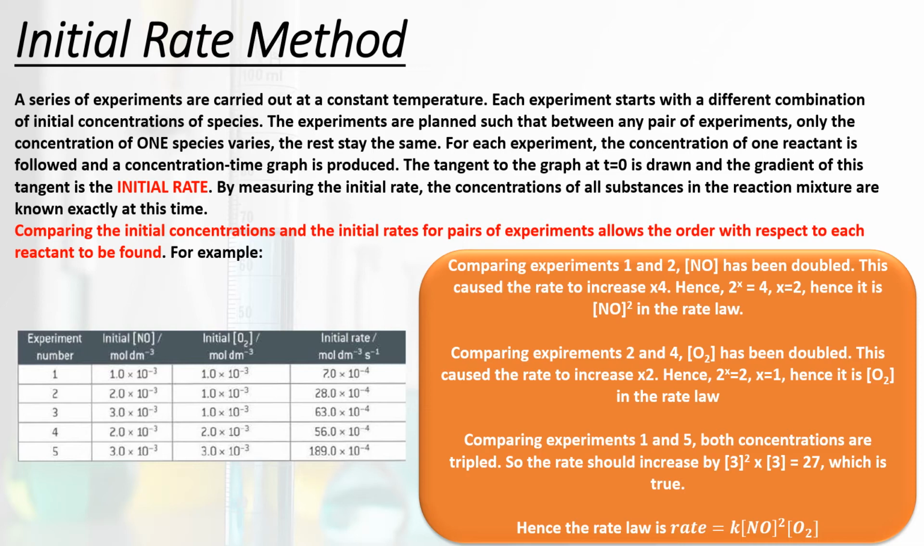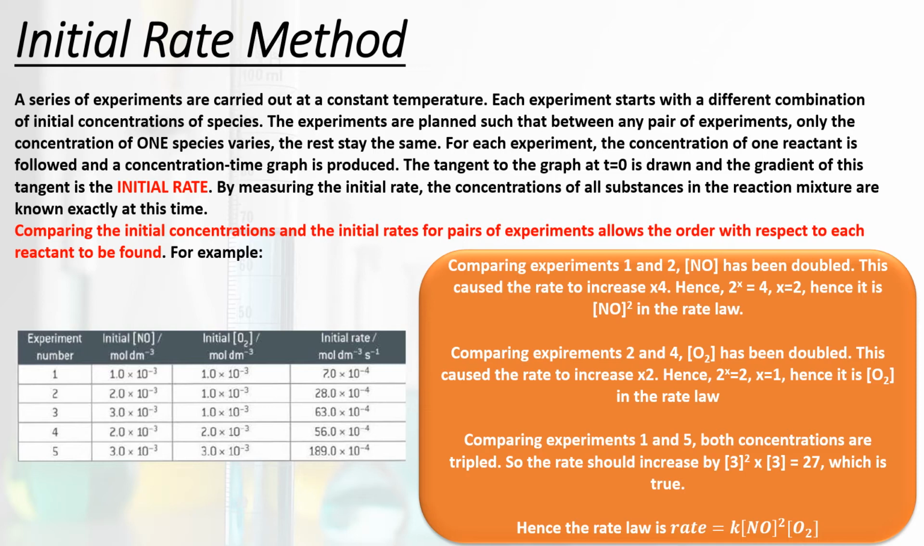We know that our oxygen is first order, so if we triple the concentration, we should triple the rate, so times by 3. And we know that our NO is second order, so if we triple the concentration of NO, we should multiply the rate by 3 squared, or 9. And so if we do 9 times 3, the total increase of the rate should be 27 times.